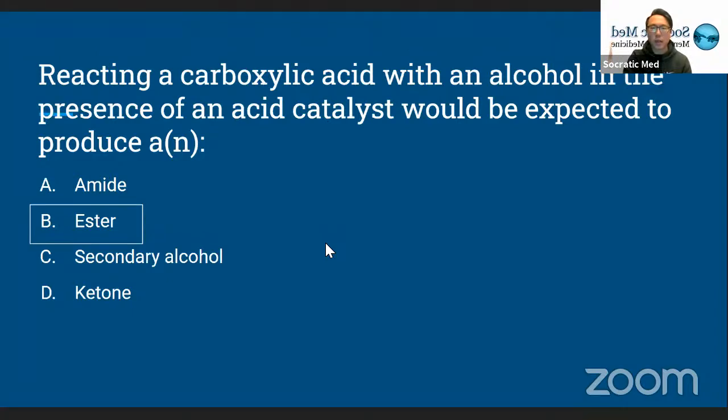So when you take a carboxylic acid and react it with an alcohol using an acid catalyst, that would form an ester group. So just remember, if you react a carboxylic acid with an alcohol, it would form an ester group. For choice A, an amide, you would need either ammonia or an amine group. For ketone, you would have to reduce the carboxylic acid. Similarly for secondary alcohol, that would take a lot of work to form, and you would have to reduce it as well. So yeah, choice B is the correct answer.